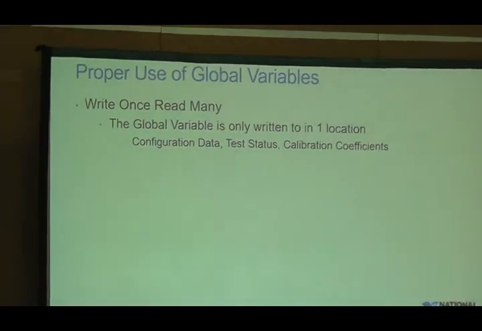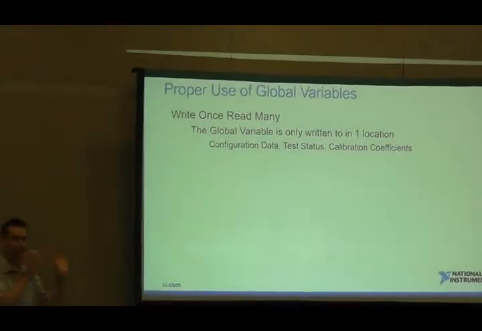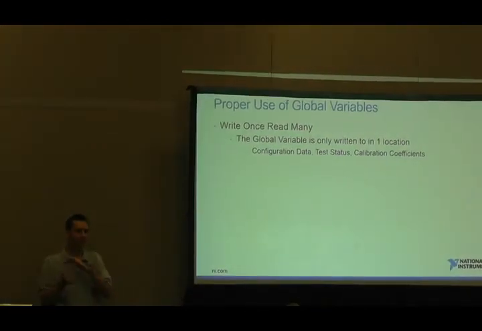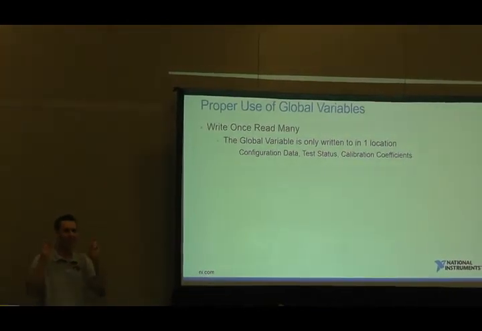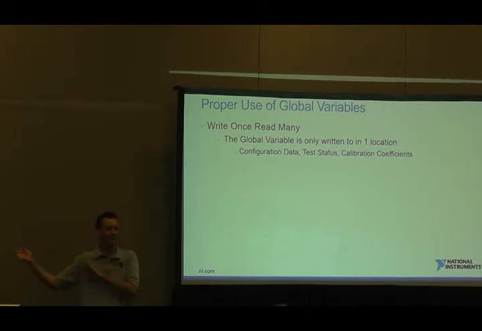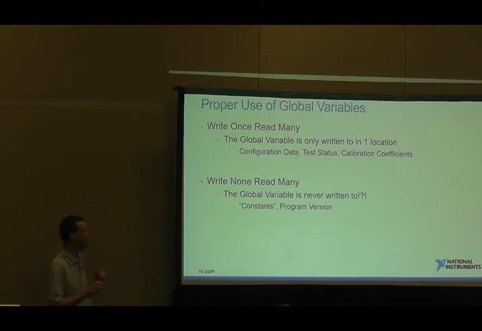My typical case for this is configuration data. I read from a config file, I write those to global variables, and then they're like constants floating around for the rest of the code. Test status, pass or fail, is beautiful for that. Calibration coefficients, I've done plenty of those as well. And here's an interesting one, a write none, read many. You can save your defaults in the global variable itself, and then it's literally a constant, as long as all you're doing is reading.